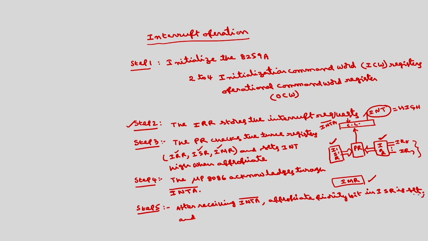It sets and resets the corresponding bit in IRR. So, here the corresponding bit will be set in ISR, indicating that the particular interrupt is in service, and the corresponding bit in IRR will be reset, indicating that the particular interrupt is accepted, indicating that the corresponding request is accepted.